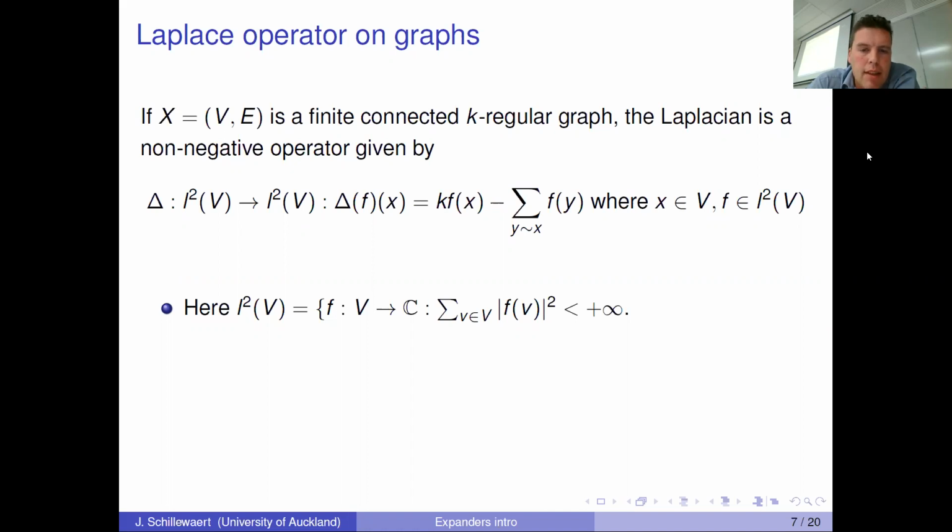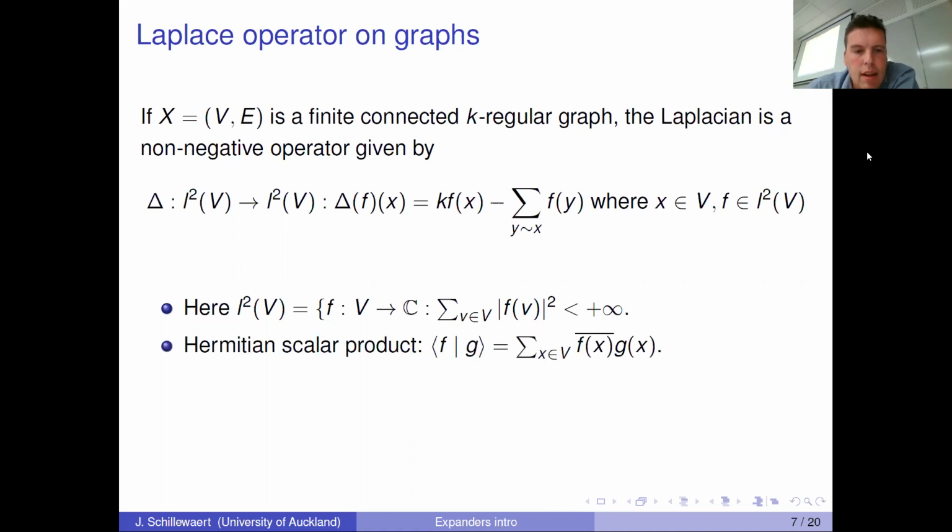Okay, and so the claim is that this operator is going to give us information about the expansion of the graph, so about what we defined before. I equip this with the Hermitian scalar product. You just look over all the vertices and you sum. I've written it there with a bar because a priori the values could end up in C. And I say it is a non-negative operator.